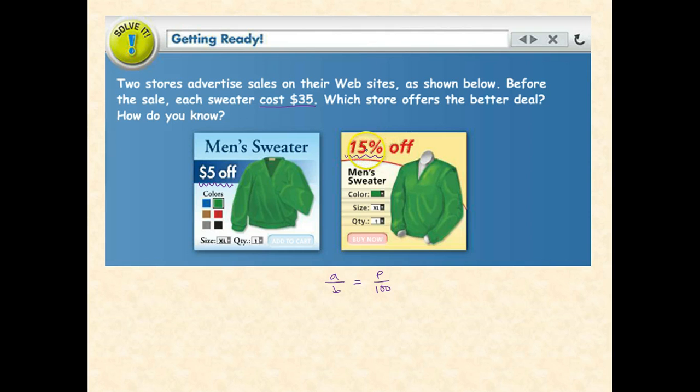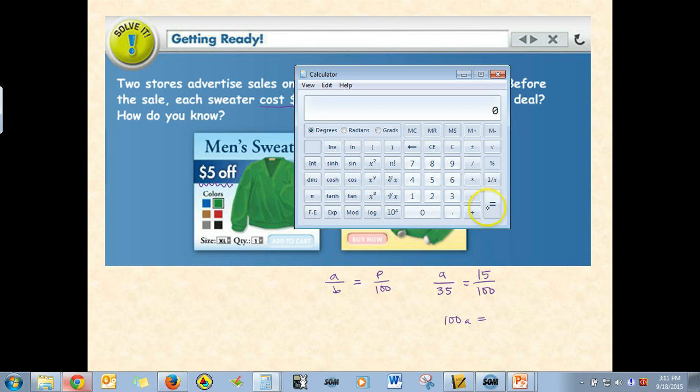So, on this guy right here, I could say, well, if P is 15 and the whole thing is 35, what's the part? So I can do 100A equals 35 times 15. 35 times 15. It's a cow farm. 525.